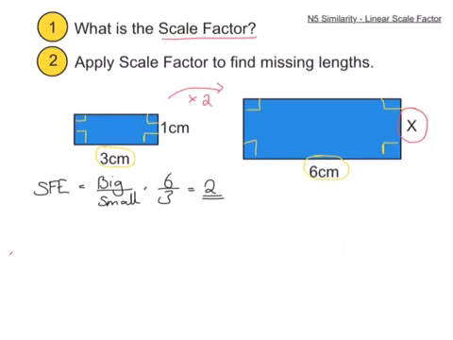Okay, so to get x, we're going to use that 1 because that's its corresponding length. And now we have the scale factor. It's really straightforward. We're just doing 1, the original length, and we're multiplying it by 2, the scale factor. So the new length is 2 centimetres, and that's you done.